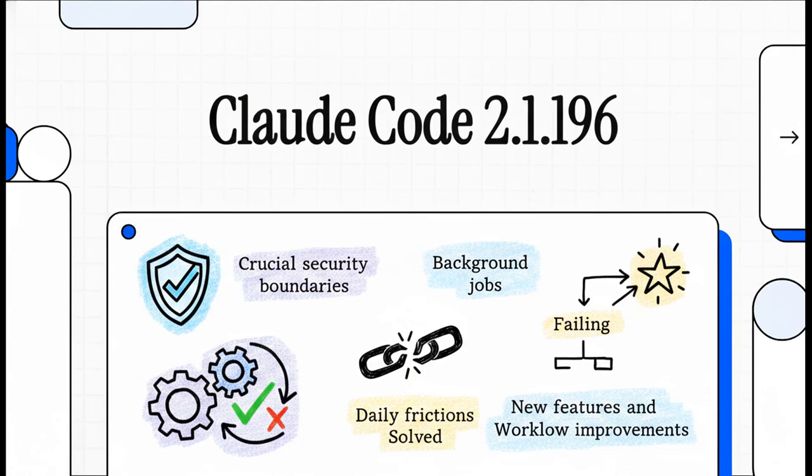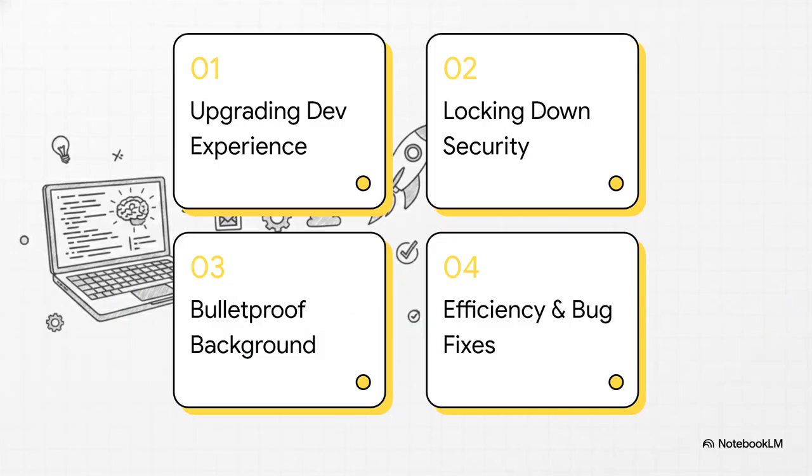So today we're taking a really close look at what's new in Claude Code version 2.1.196. And look, I want to be super clear right off the bat. This is definitely not just some boring list of minor patch notes. This entire update is built as a direct solution to the daily, grinding frictions we face as developers. From drawing crucial security boundaries to finally making sure your background jobs stop silently failing, we've got some genuinely fantastic ground to cover today. Okay, let's just jump right in.